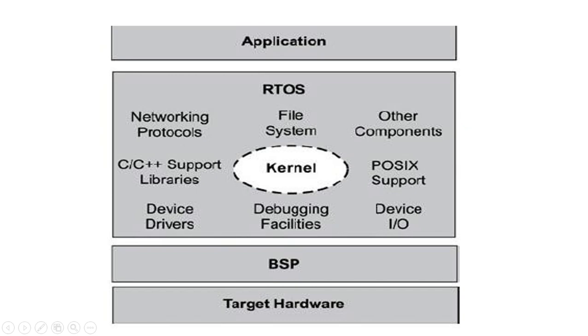Okay, so this is the application. You know what an application is. The application is the only part that the user, the person using the device, will see. So this is the application, and this is the RTOS. The RTOS is the real-time operating system which runs on the embedded system. It has all the other components like network protocols, file systems, IO, debugging facilities, and device drivers.